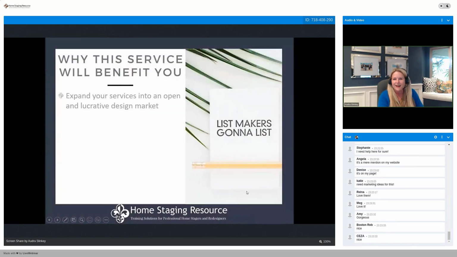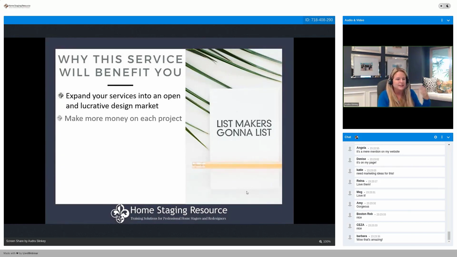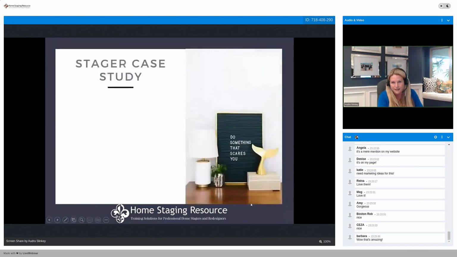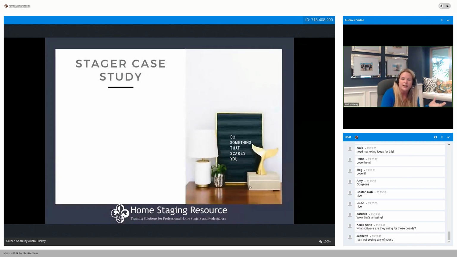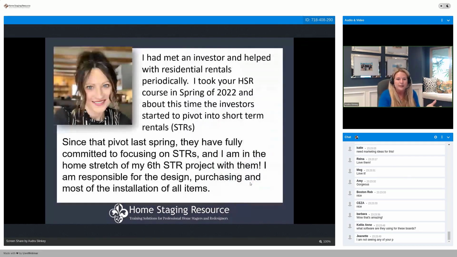So obviously, you can see how this can benefit your business. You can expand your services. You make more money on each project. You're working business to business. It's a lot of opportunity for repeat business, which is the thing that I absolutely love, because it is similar to staging, where you do get this repeat business.